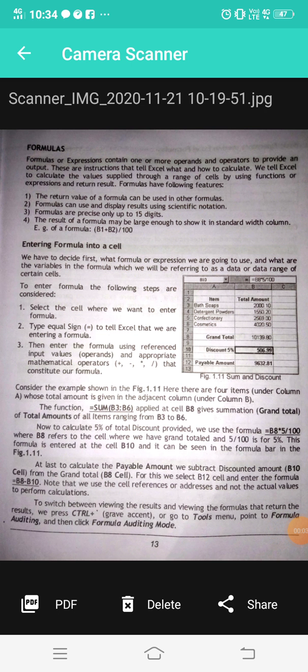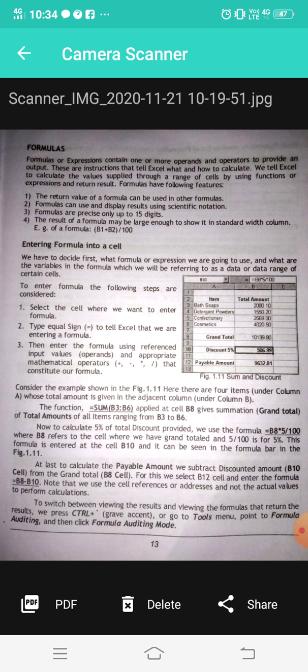BCom third semester, Computer Application subject. Today we are going to discuss the topic of formula. This question was asked in 2019: What is a formula, and write the steps to enter a formula in MS Excel with an example.